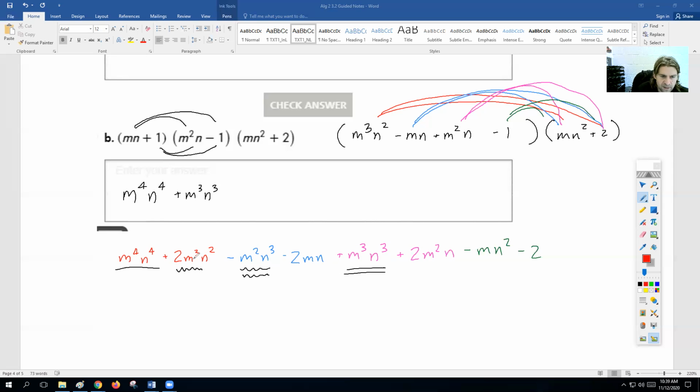So we probably should put the m goes first, so 2m cubed n squared, and then minus m squared n cubed. Oh man, the m's and n's look similar. Okay, then what's next? Degree 3. Yeah, okay, so that's degree 3. This is also degree 3. They don't combine together because they're not the same. So we'll just put the 2m squared n minus mn squared.